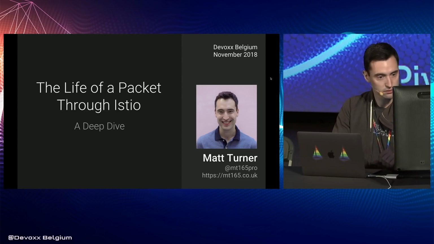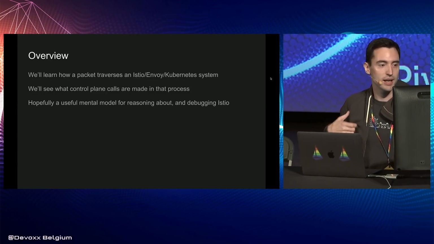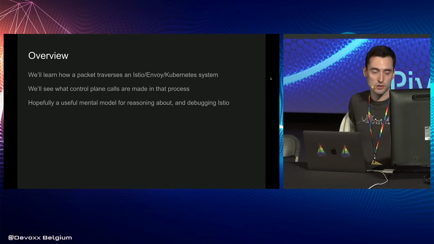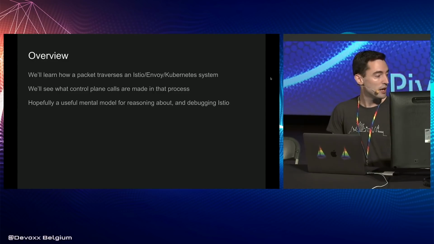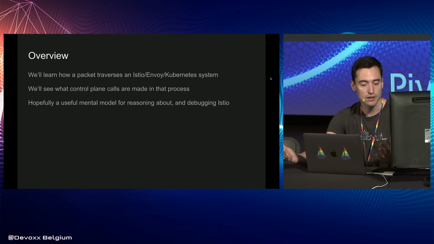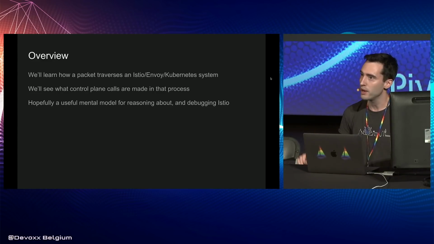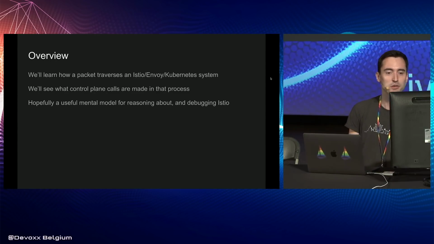So, what are we going to do today? We are going to learn how a packet gets through this whole Istio system. You can't really avoid talking about Kubernetes when you do that. And we'll look at the Envoy proxy component as well. As I say, the style of this talk is that we'll follow left to right, and we'll look at the control plane calls that are made in that process, which control plane components are included. And hopefully that gives everybody a useful mental model for reasoning about and debugging Istio should it come to it, although quality's a lot better than it used to be.